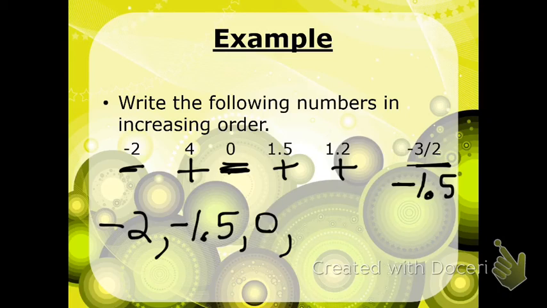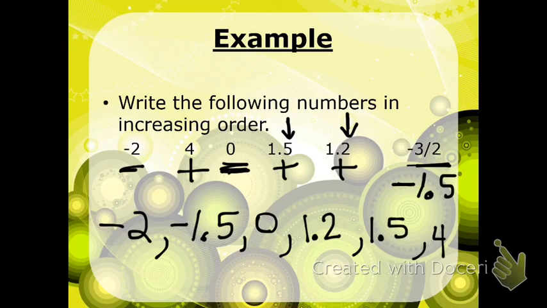Obviously 4 is the largest of those numbers. 1.5 and 1.2 both start with a 1 in the units place, but they have a 5 and a 2 in the tenths place. The 2 is smaller than the 5, so 1.2 has a lesser value than 1.5 and would come earlier when we list them in order.